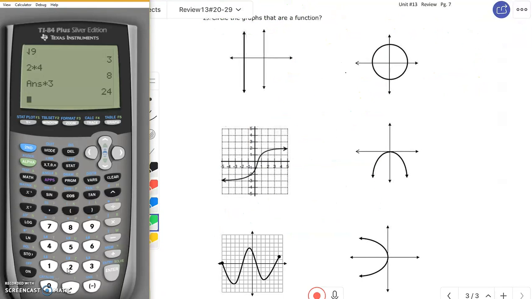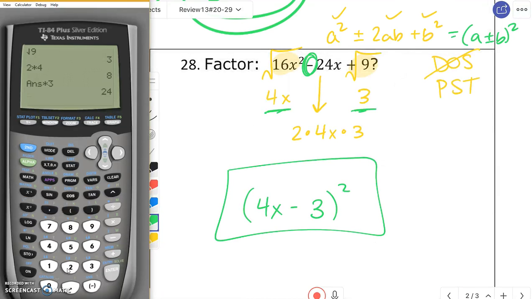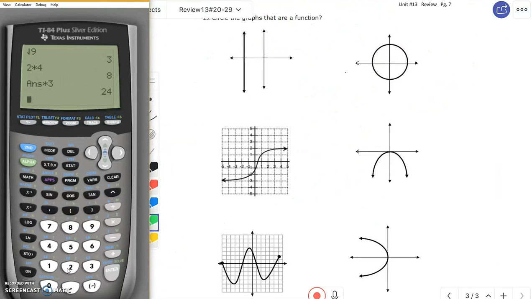Last one is looking at the graphs, and I want to find a function. Oh my gosh, this is all the way back. Functions are where x cannot repeat. And if x cannot repeat, then it also can be used with the vertical line test. So with the vertical line test, you're going to pass a vertical line over the course. If it ever crosses twice, that means you have multiple x values.